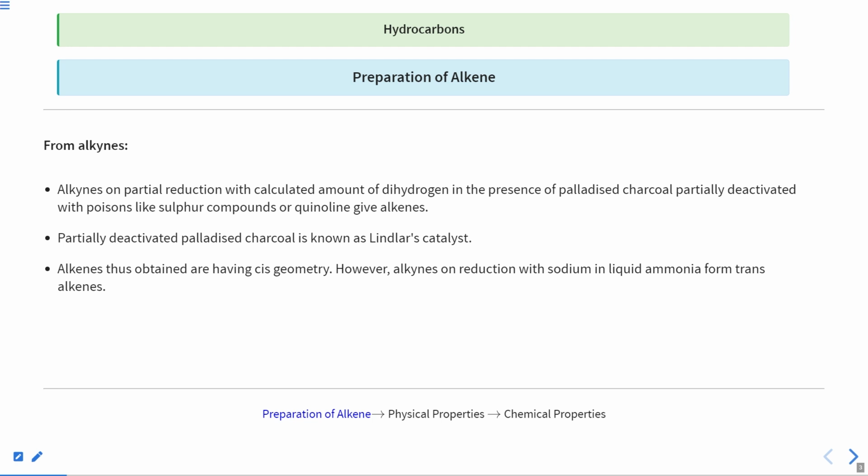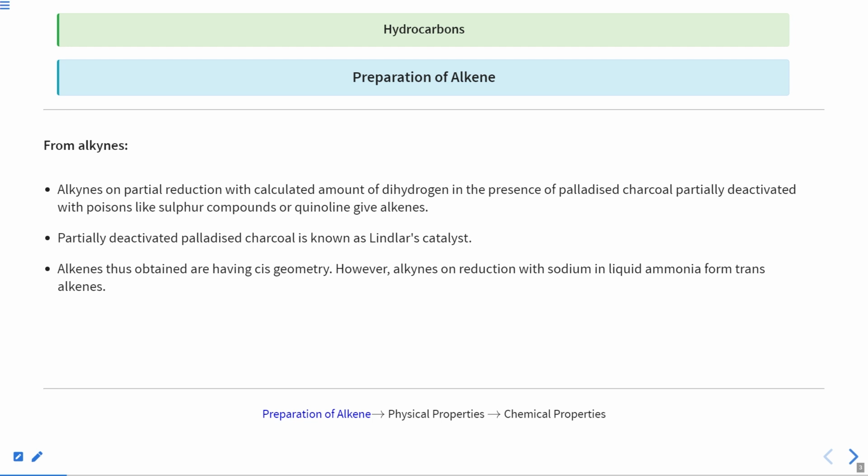Now, this partially deactivated pelletized charcoal is also known as Lindlar's catalyst. So this is a very, very important catalyst for you. It is called Lindlar catalyst. And the second most important part of this reaction is that this reaction often gives us cis geometry. So it will give you cis geometry.